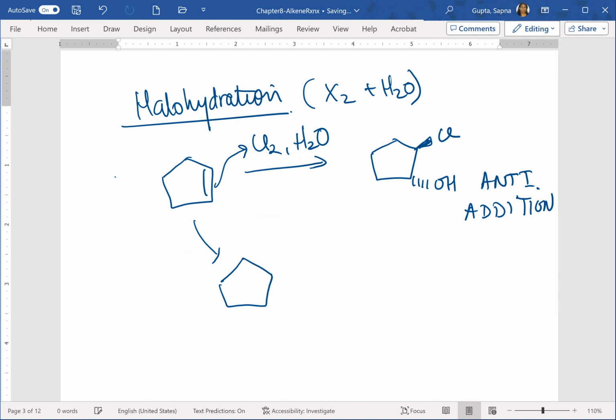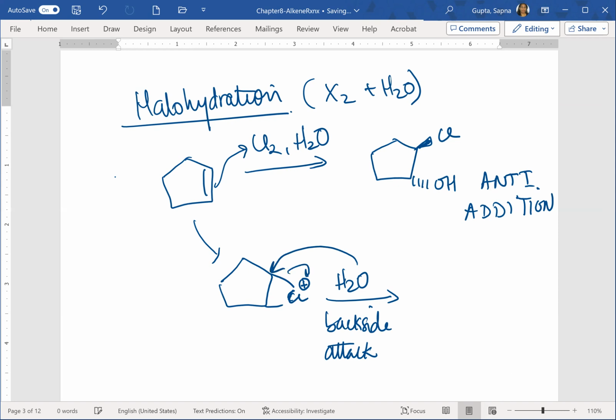So which means that here you're going to attack this, get the chloronium ion. It could be bromine also. But this one is just one more step, so two more steps, I should say. And then water will come in. So this will be the backside attack. This opens up. It doesn't matter what you write in the front and what you write at the back. It's just that it should be anti. That's all. That's what's important.